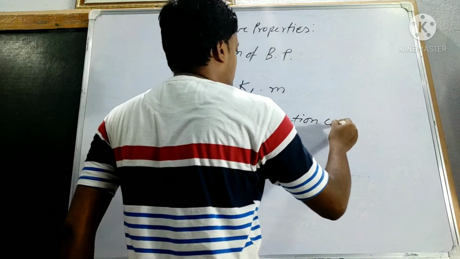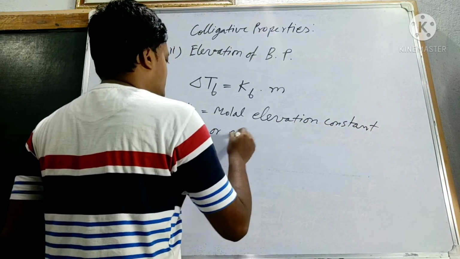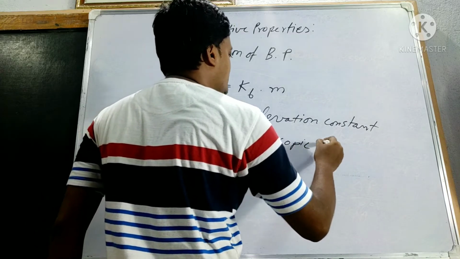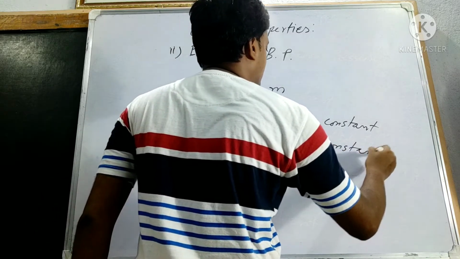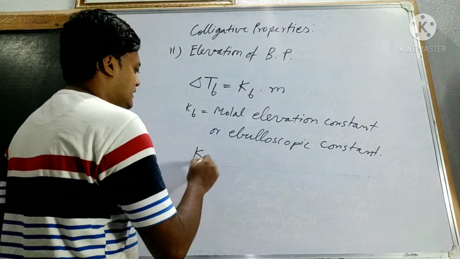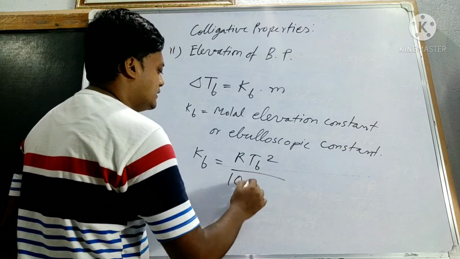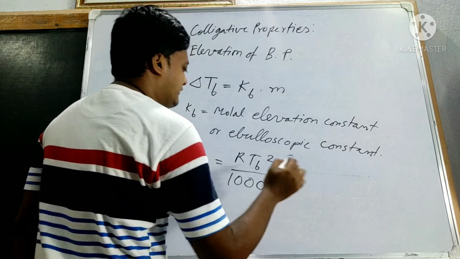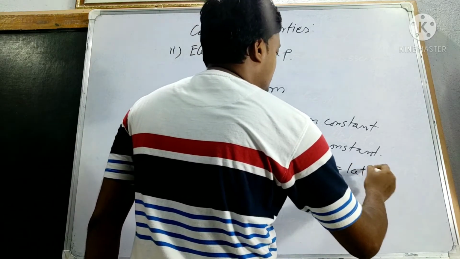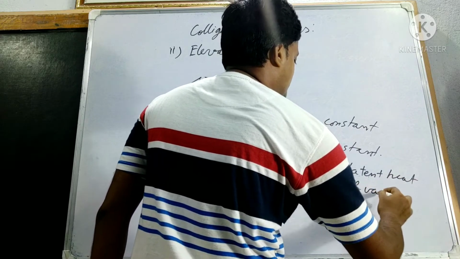Kb, the molal elevation constant or ebullioscopic constant, equals R Tb square over 1000 Lv, where Lv is the latent heat of vaporization.